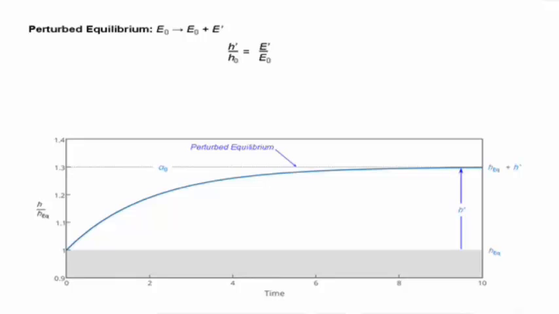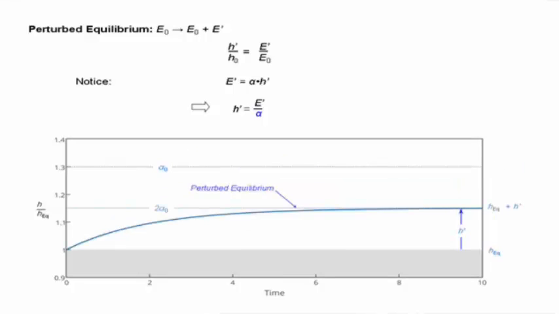In equilibrium, the perturbation in emission equals the perturbation in absorption. It follows that the perturbation of height depends inversely on the absorption efficiency alpha. If absorption is twice as fast, the perturbation of height is only half as large. The faster the absorption, the smaller the perturbation of height.